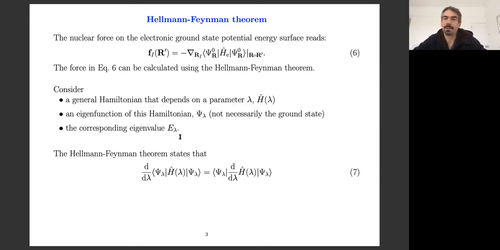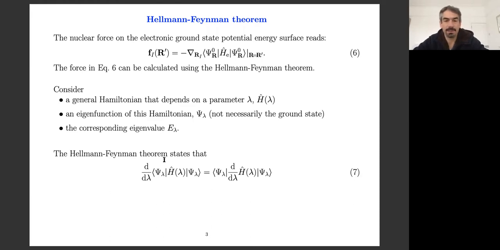Now, what does the Hellman-Feynman theorem state? It states that you take the expectation value of H lambda in that eigenstate, and you then take the derivative of that expectation value with respect to lambda. If you look at this, it looks very similar to the force expression that we need to calculate, if you identify lambda with your nuclear position, or with an x coordinate of your nuclear position.